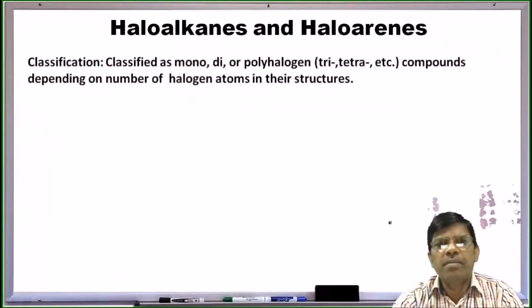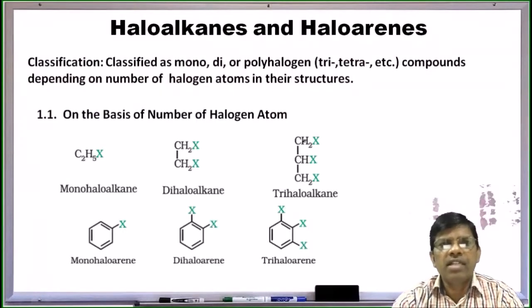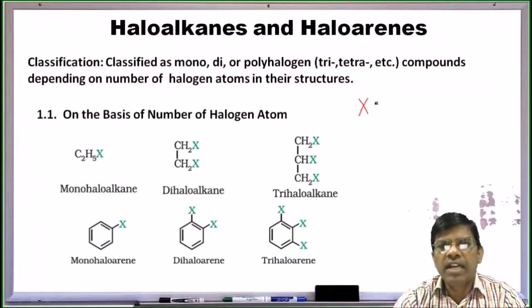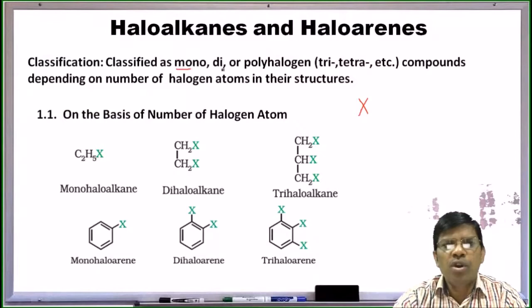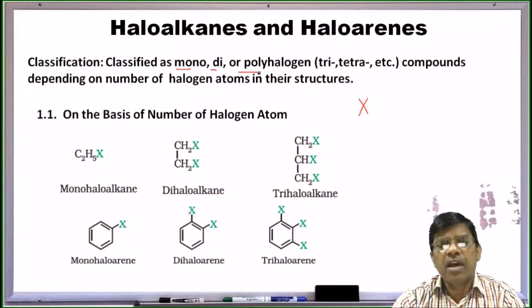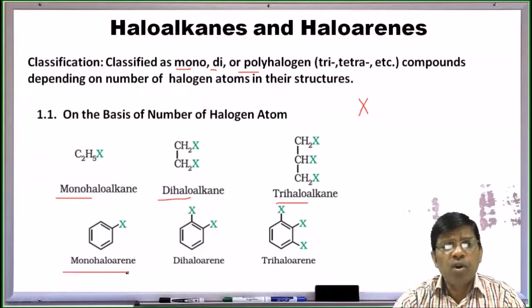Commonly, these compounds can be named based on the number of halogens they contain. Halogen is denoted with capital X. X can be fluorine, chlorine, bromine or iodine. So nomenclature follows mono, di, tri or tetra, penta, hexa, hepta. If the number of halogens is very large, then you can use the term polyhalogenated compounds. For example, this is monohaloalkane, dihaloalkane, trihaloalkane. Aromatic compounds, this is monohaloarene and dihaloarene, trihaloarene, because it is substituted with three halogens.